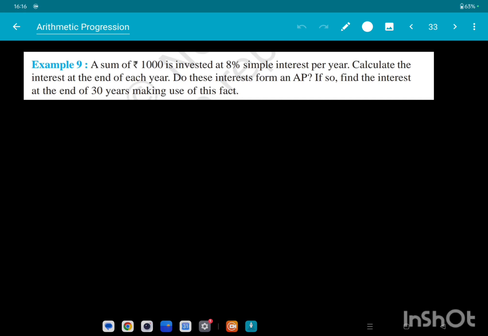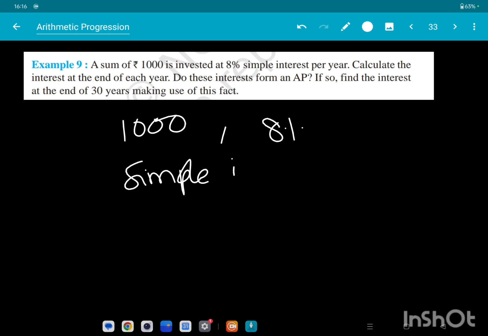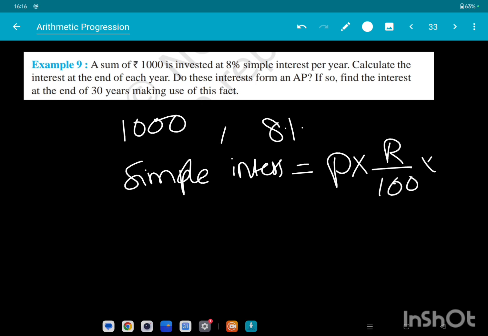Okay, first we have some amount. What is the amount? 1000. And 8% simple interest is added every year. What is the simple interest formula? So I will tell you. The simple interest formula is principal amount into rate by 100 into time. Time means year.